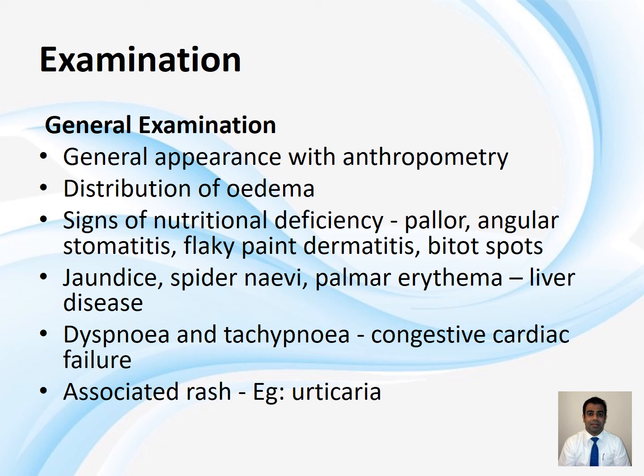If the patient has features of liver disease, like the patient is jaundiced and has what is called spider nevi or palmar erythema, which is a redness of the palm area, this would constitute a hepatic problem and reduced hepatic protein synthesis. If the patient is dyspneic or tachypneic and has difficulty in breathing, you need to suspect a problem in the heart, or congestive cardiac failure. And if the patient has an erythematous rash, you need to think of allergies, and allergy causing an increased capillary permeability and urticaria. So your examination again points you to the cause of the edema.